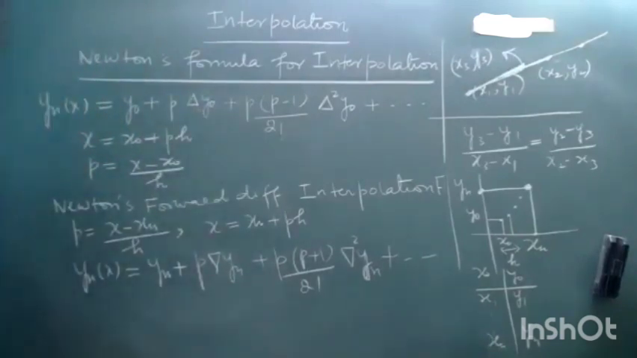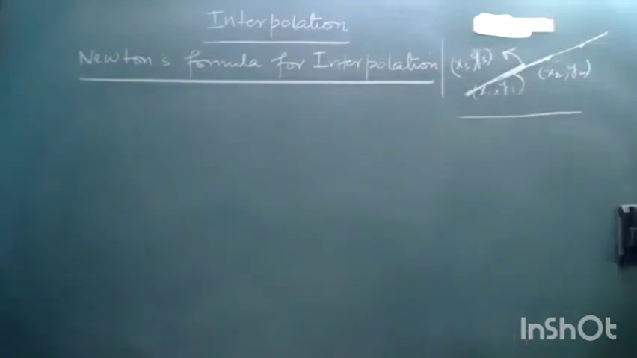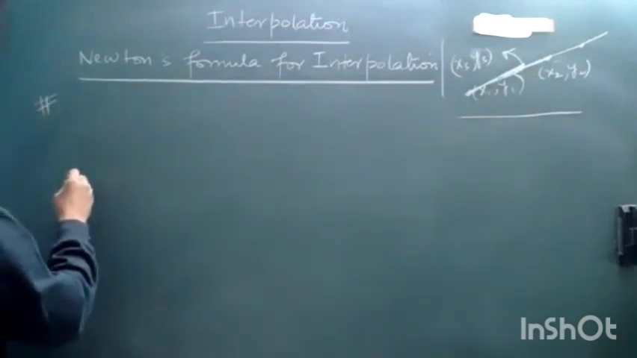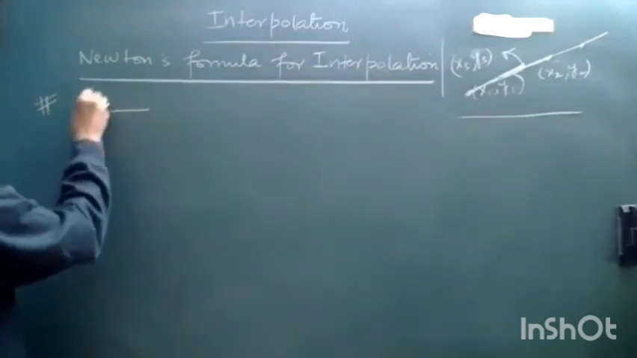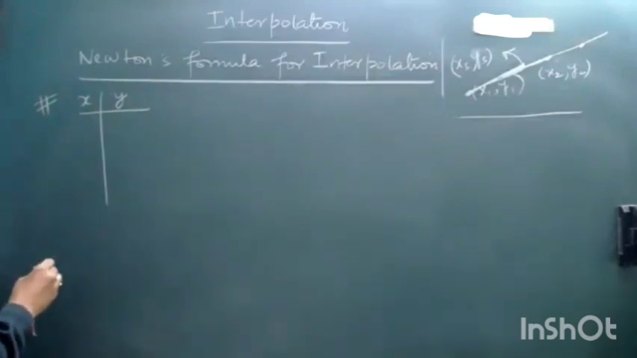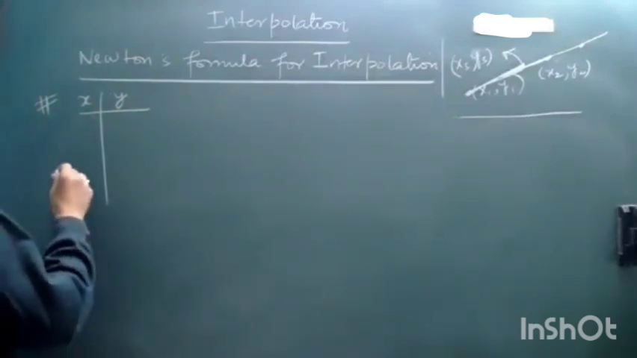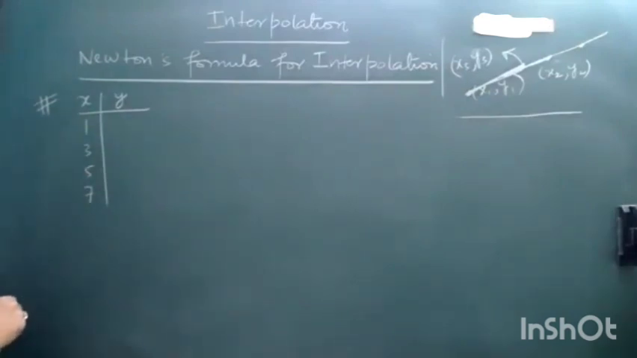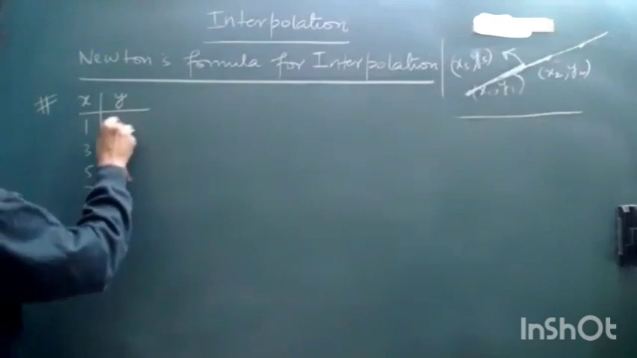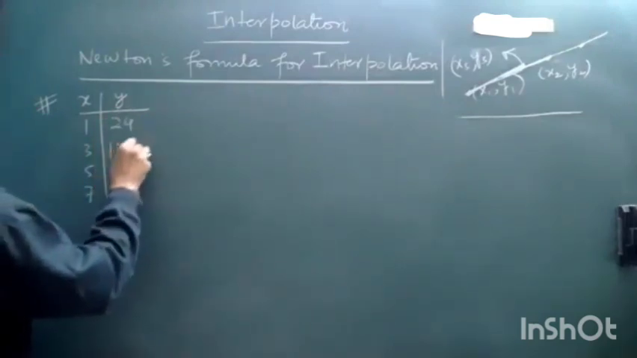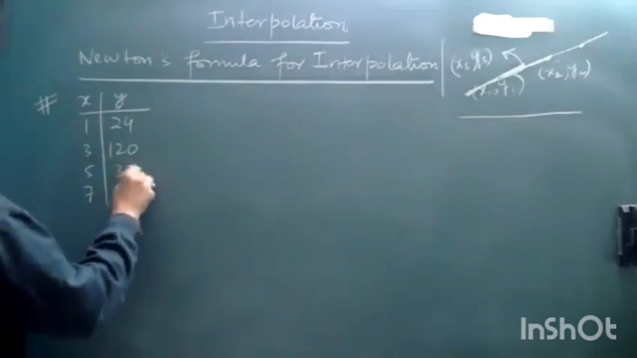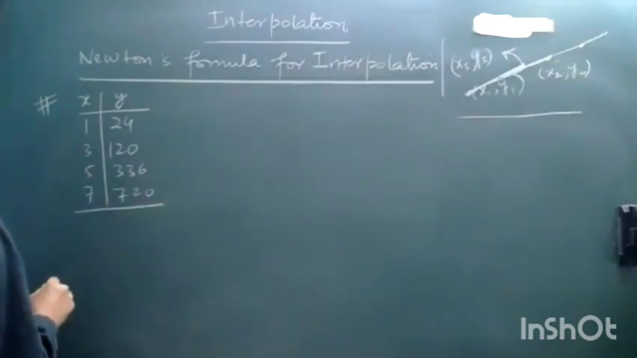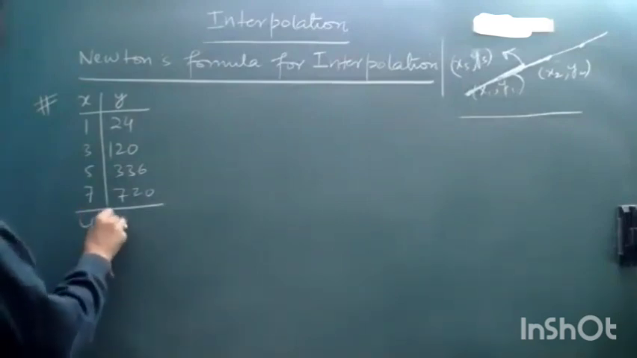Now what we will do is apply both forward and backward in the same question. So the question is, there is a table given for x and y. The value of x is 1, 3, 5 and 7, and the value of y is 24, 120, 336, 720, and we have to calculate the value y8.